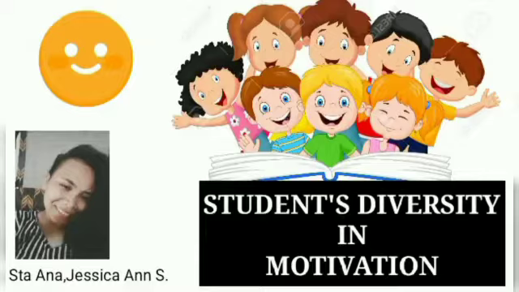Students who, by themselves, are already diverse also differ in motivation. Thus, diversity in motivation may be traced to differences in age, developmental stage, gender, socioeconomic, and cultural background. How these factors influence students' motivation is the concern of this topic. These are some of the students' motivation research findings.